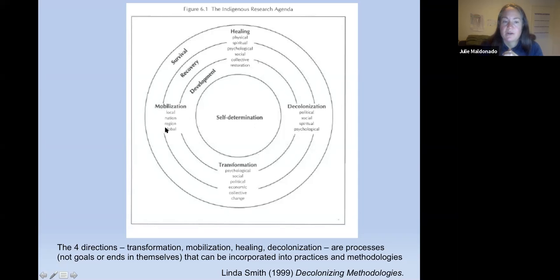There are different subcategories under each of the four directions. For example, mobilization has local, national, regional, and global, all of these at scale. Decolonization can be political, social, spiritual, psychological. Healing can be physical, spiritual, social, psychological, collective, and restoration. You're not necessarily always covering all of these things. You might consider whether some elements are coming across as most critical at the moment.